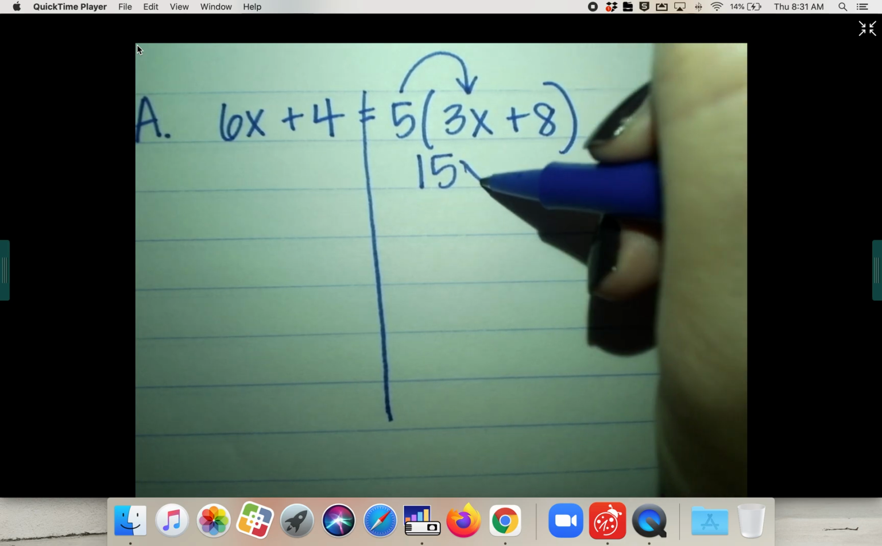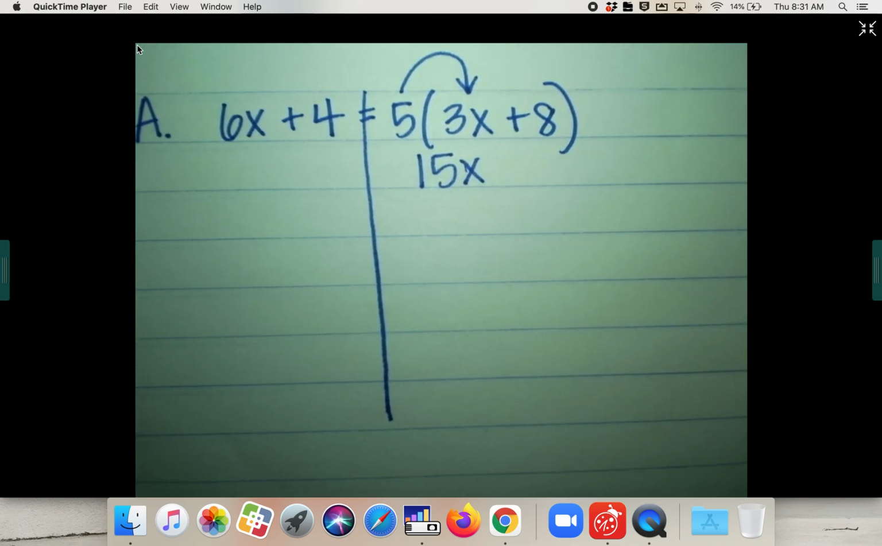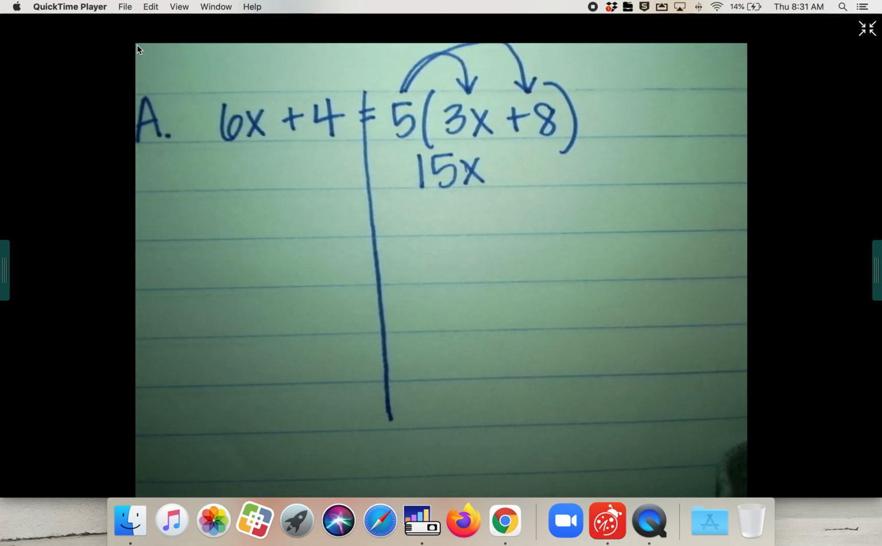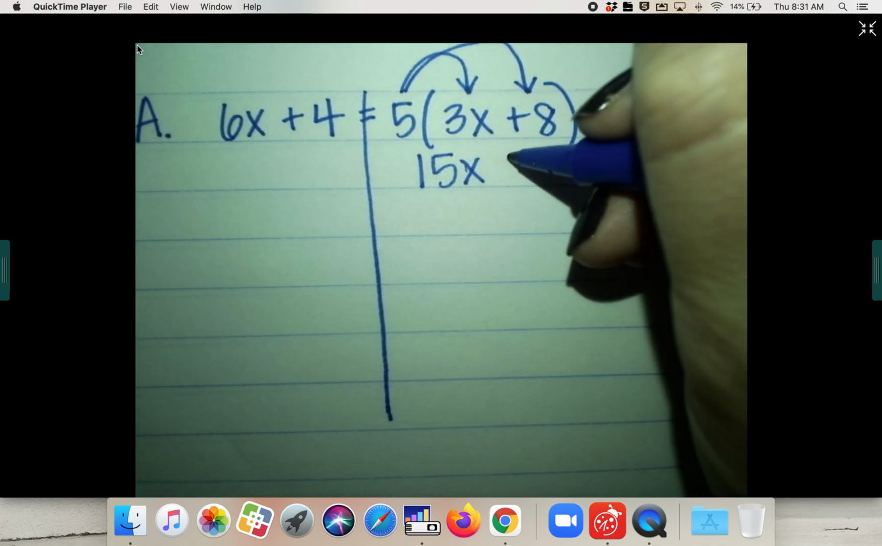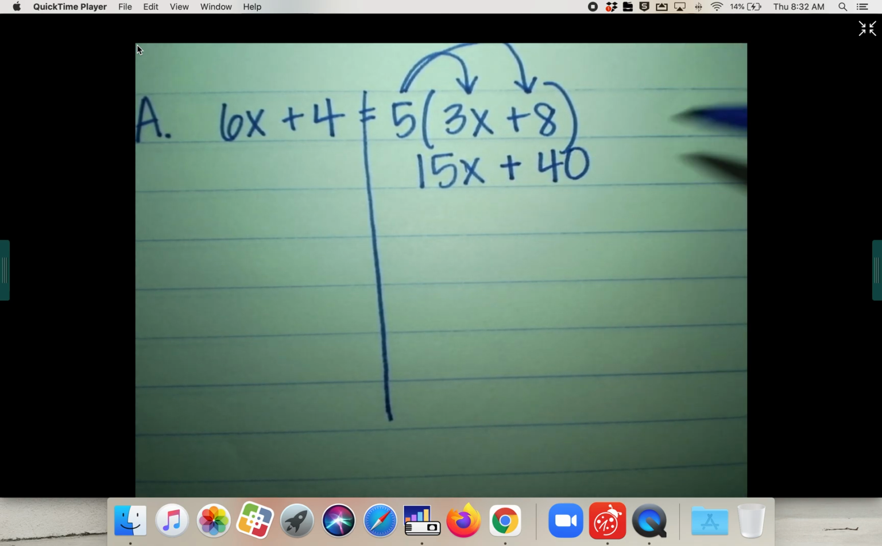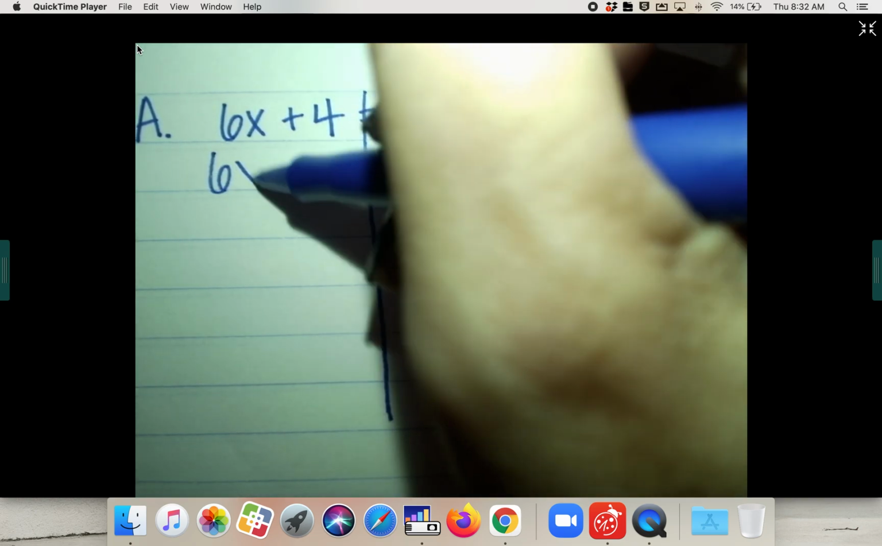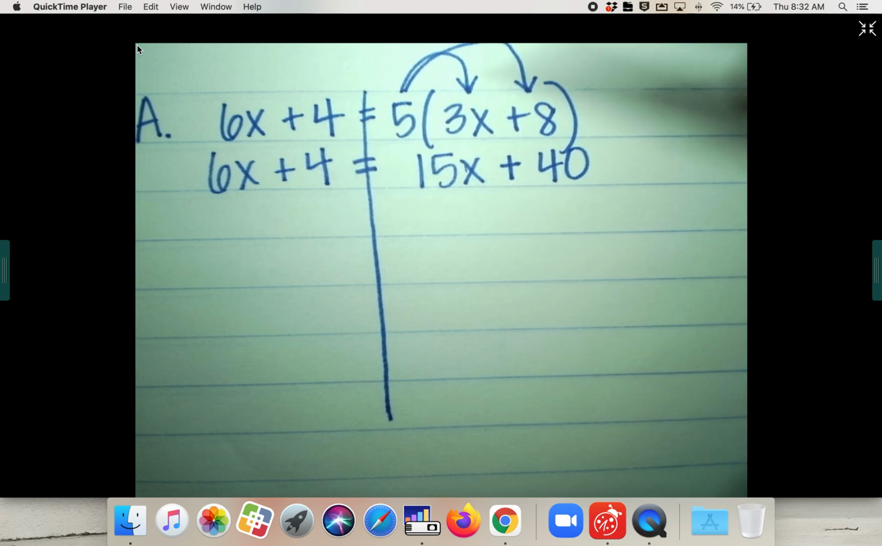I hope by now you guys are kind of working ahead when you see this problem. I hope you're kind of like, I don't really need her to talk me through all of it. 5 times 8 is 40, and it's positive 40, so let's put plus 40. And on the left, let's just bring all of this down, 6x plus 4.